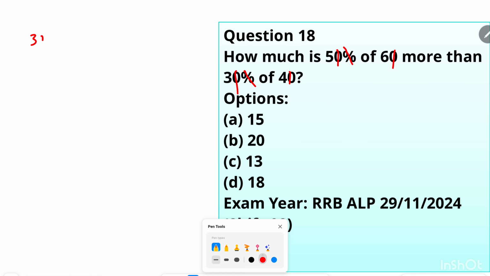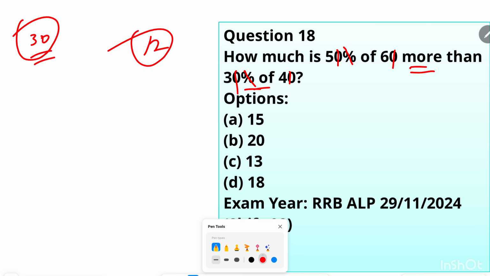Here it is 30, and then in the first it is 30, in the second it is 12. It is asking how much more than this, the number which it will give. So this is 12, and this is 30, and this is 12. So how much is the difference?